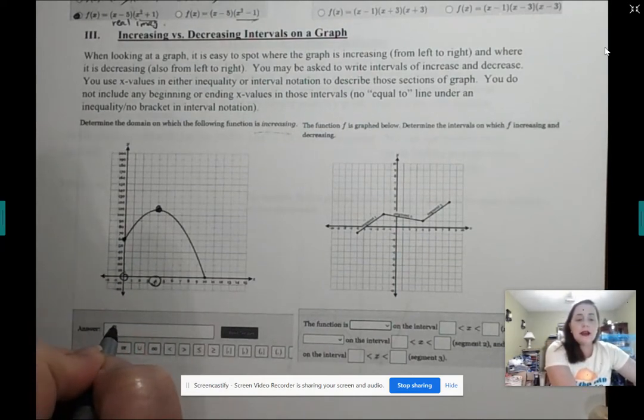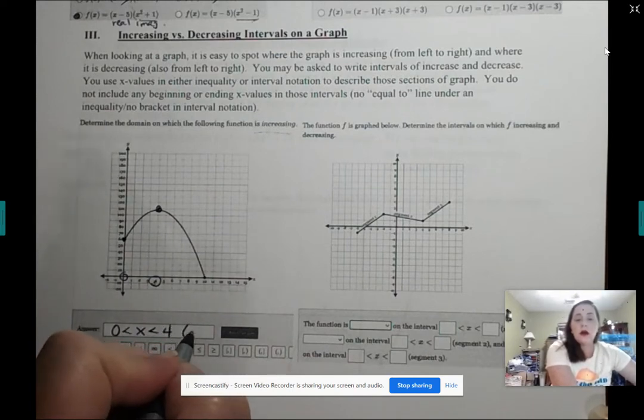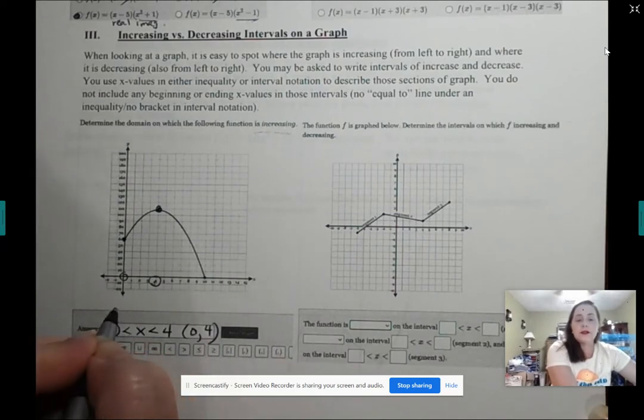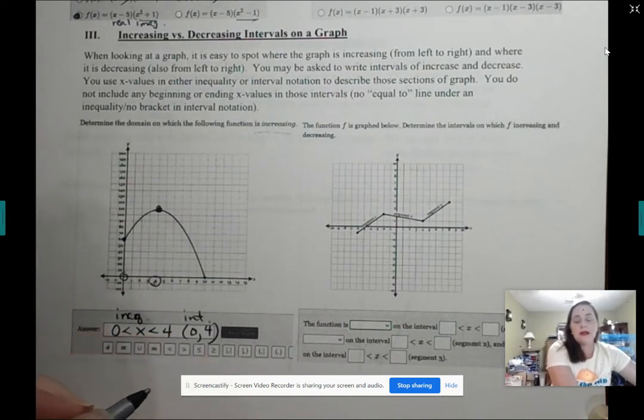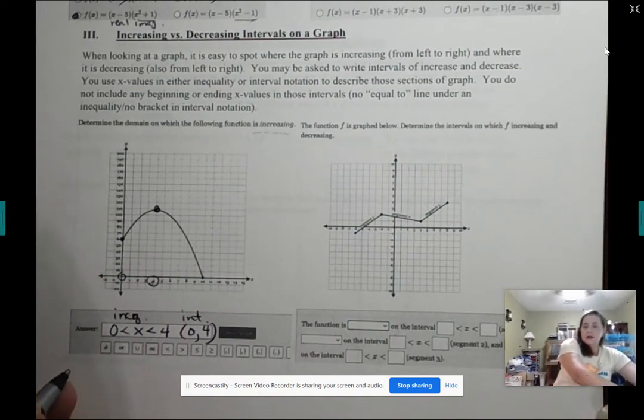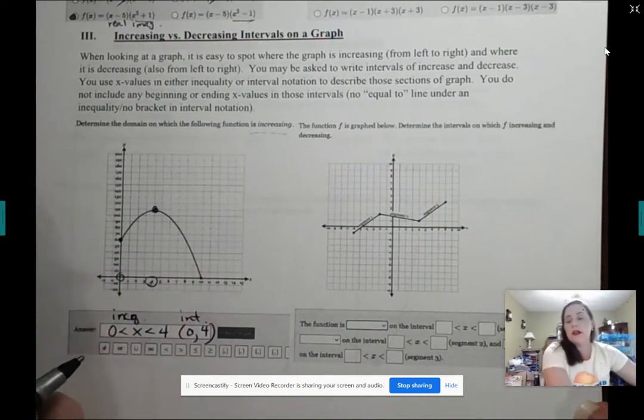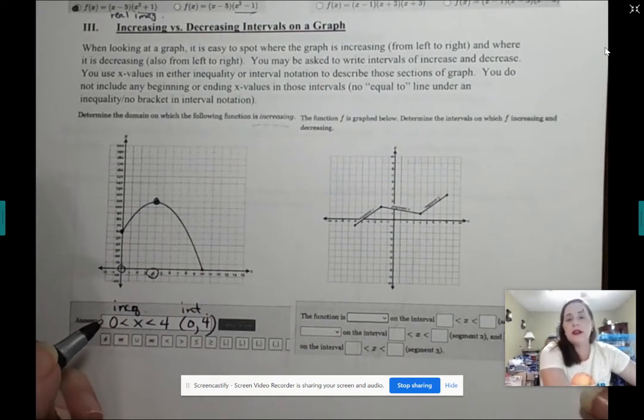So you could either write that like this, that's inequality notation, or you could write interval notation. So here's inequality notation, here's interval notation. You pick one, but don't use brackets, don't use equal to lines. But this has a distinct beginning and end, so I don't need to use any infinity symbols, and it is just one particular increasing interval.